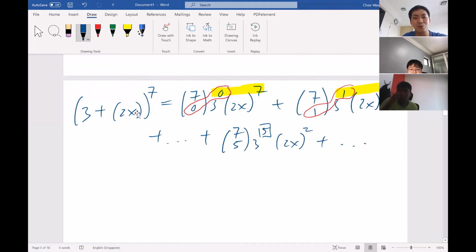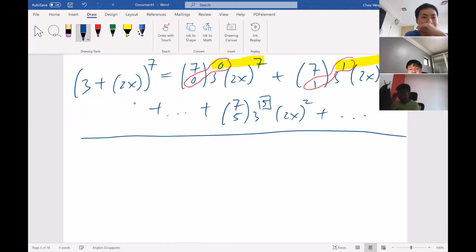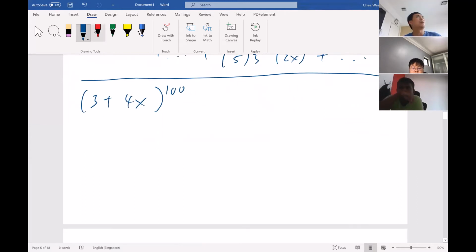So how is this going to help you to solve some questions right away, right? For example, if I have 3 plus 4x, to the power of, let's say, 100. Okay? Then if I say expand this out, you will go nuts, right? Because there will be a total of 101 terms waiting for you. And that's clearly not efficient. And that's not the way we study math, okay?